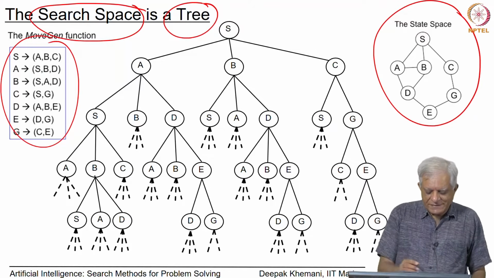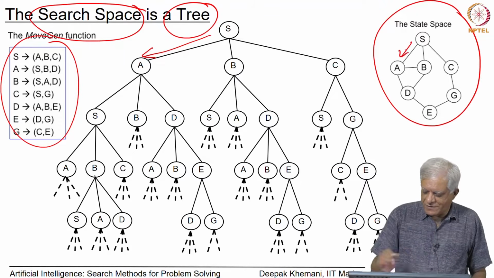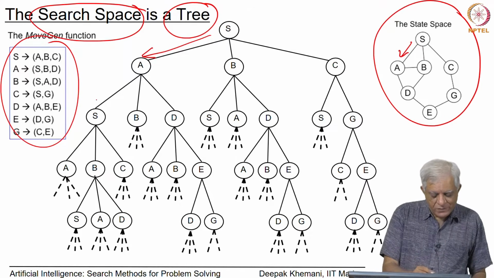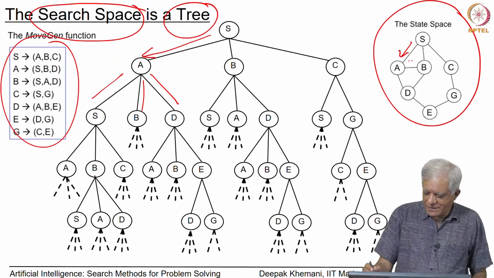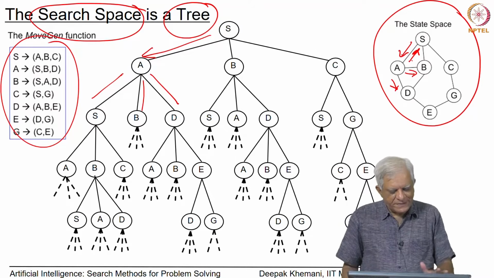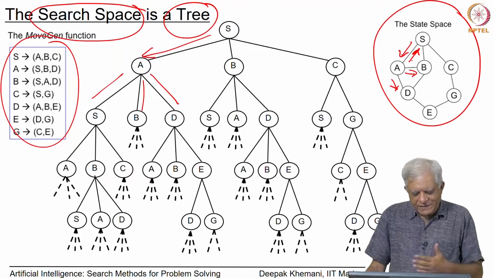So, for example, this tree depicts the fact that from S you can go to A, which amounts to saying that you can go from S to A in the graph here, and then from A you can go back to S if you want, or you can go to B, or you can go to D. So, again you can go back here, or you can go here, or you can go here. Those arrows that you see are explicit in the search space, and the search space is essentially a tree.